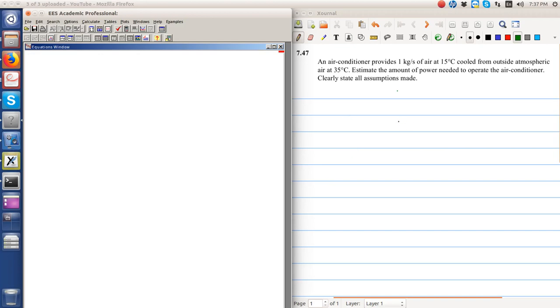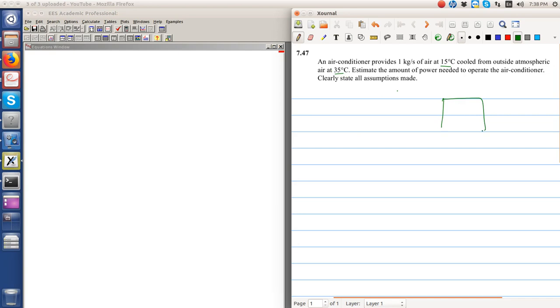Let's consider problem 7.47 of Sonntag. It is given that an air conditioner provides 1 kg per second of air at 15 degrees Celsius, cooled from outside atmospheric air at 35 degrees Celsius. So clearly we have a room which is maintained at 15 degrees Celsius, and the heat exchanger is somehow able to extract the amount of heat, and the rest of the cycle follows.